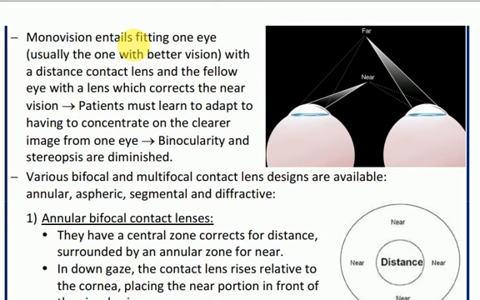What is monovision? Monovision is fitting one eye, usually the one with better vision, with a distance contact lens, and the fellow eye with a lens which corrects near vision. So the patient must learn to adapt to having to concentrate on the clear image from one eye. Binocularity and stereopsis are diminished. Various bifocal and multifocal contact lens designs are available: annular, aspheric, segmental, diffractive.